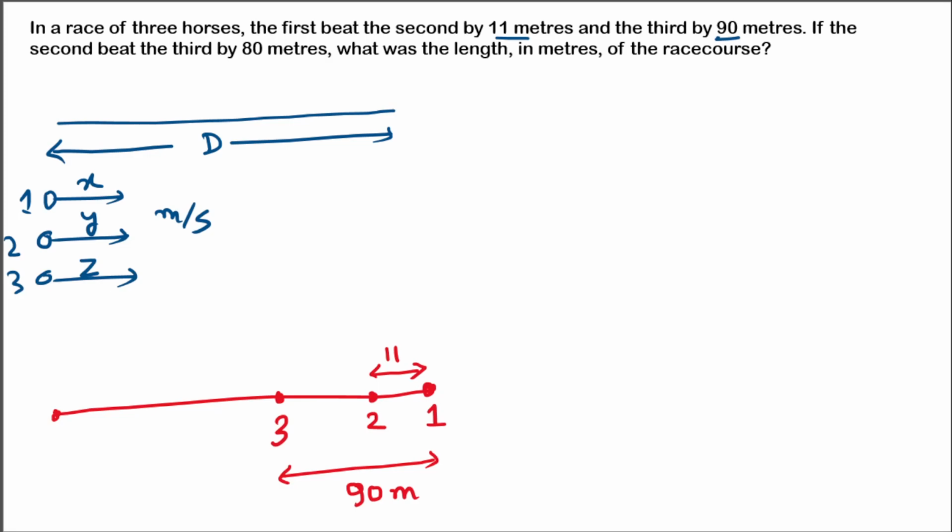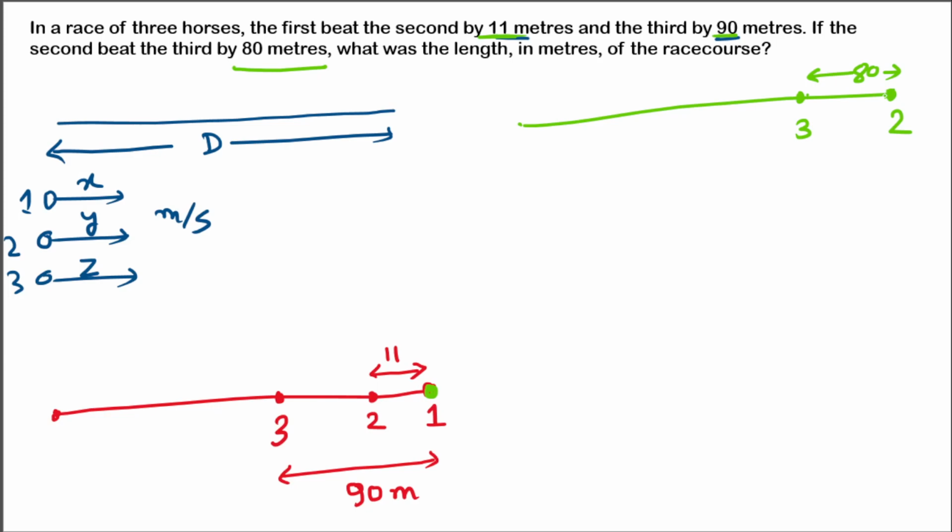Now this is one point of time that is given. Another point of time that is given: if this is the race track, the second horse beats the third horse by 80 meters, right? So when the second horse is here, the third horse is somewhere around here, let's say, and this distance is given to be 80. So the thing is, there are 2 points of time in discussion here, even though there are three distances. The main thing to note is that there are 2 points of time given here.